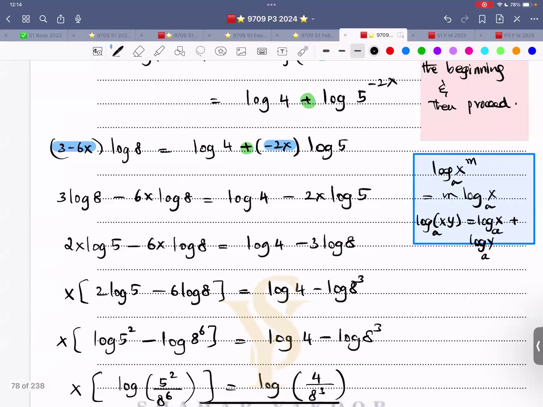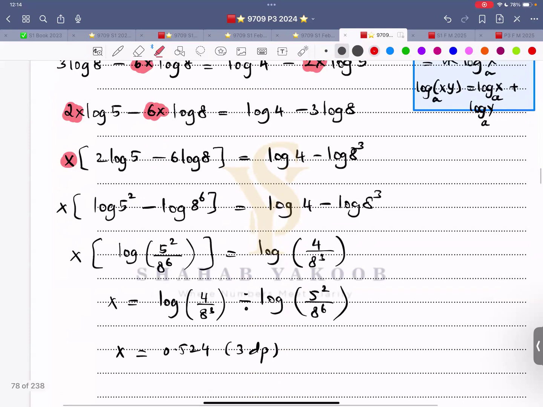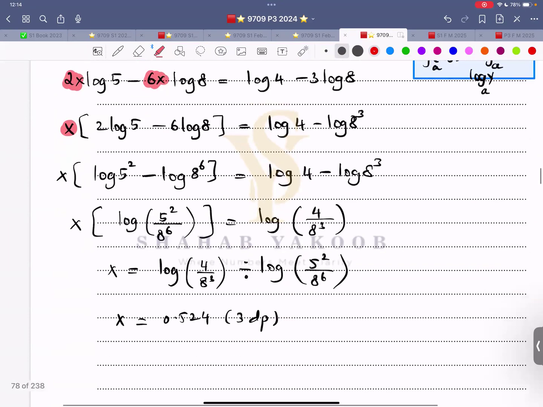Now, then you open this up, you transfer all the x terms on one side. So where are the x terms? There is an x term over here. So there is an x term over here. There is an x term over here. So this x is there, this x is there. Take that x common out. And now look at the working. This is exactly the same thing as the previous one.